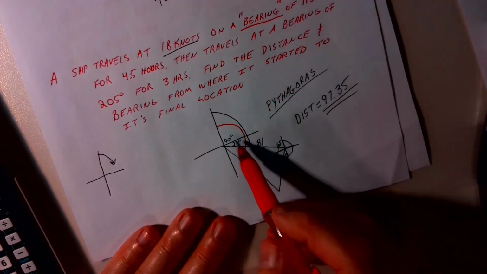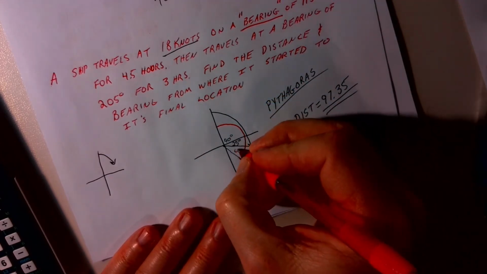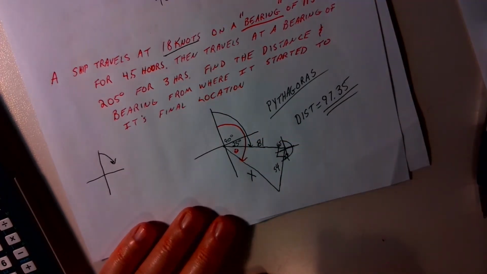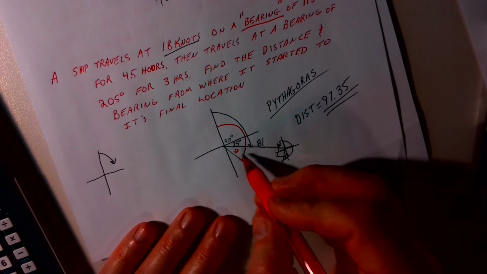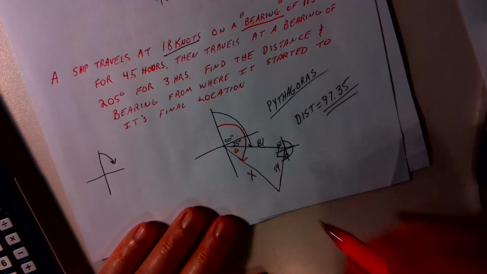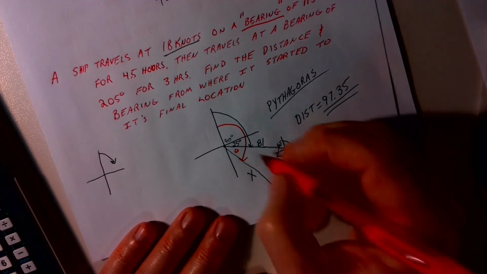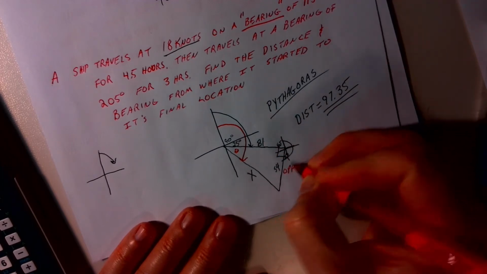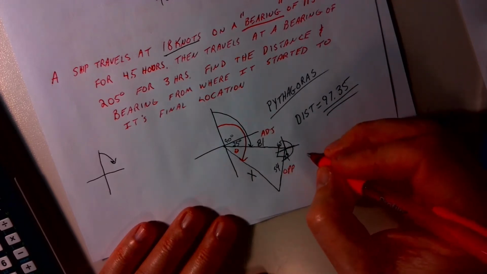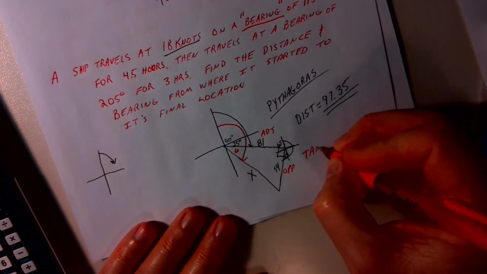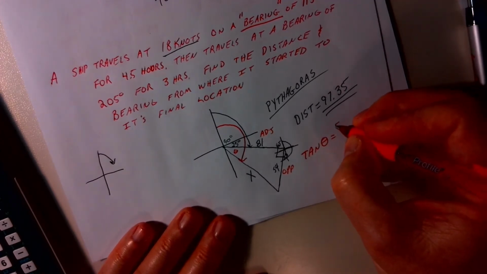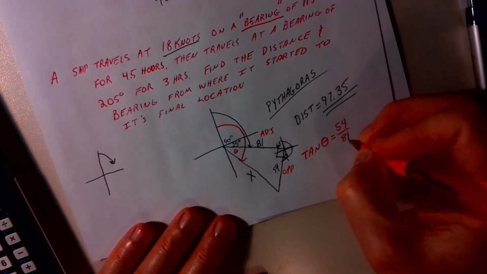So I've got 90 plus 25 plus whatever that angle theta is right there. Well, how do I figure out an angle? Since this is a right triangle, I can use the 81 and the 54. The 81 and the 54, this would be my opposite. This would be my adjacent. And then I can go tangent. So tangent of my unknown angle is equal to 54 over 81.